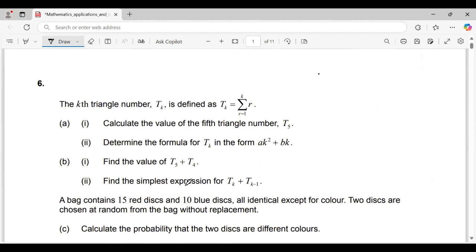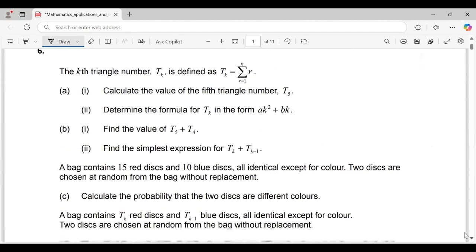Find the simplest expression for Tk plus Tk minus 1.